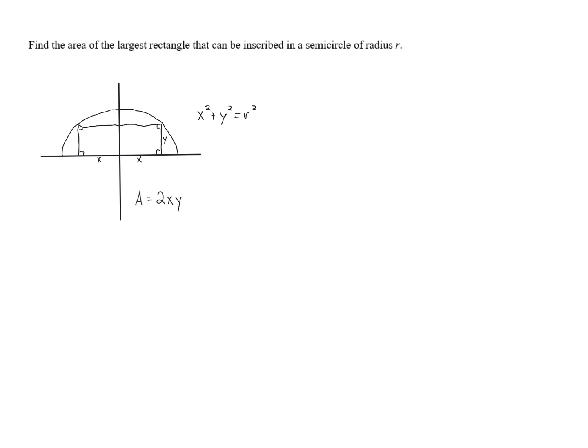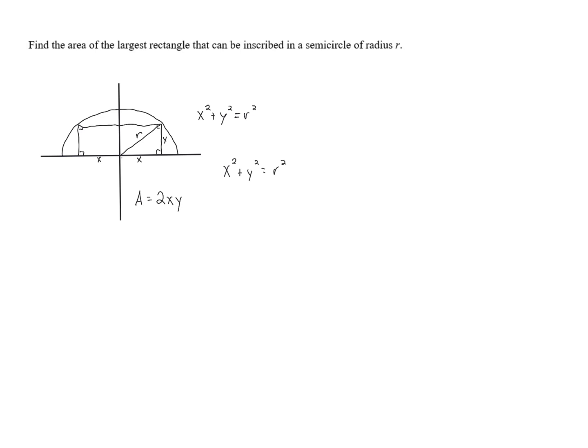We need to write one of those in terms of the other. But we know that whatever x and y are, we can draw in a radius here, and that tells us that x squared plus y squared has to be r squared, because that point is on the circle. But we can take x squared plus y squared equals r squared and solve for y in terms of x so that we can write that function all in terms of x.